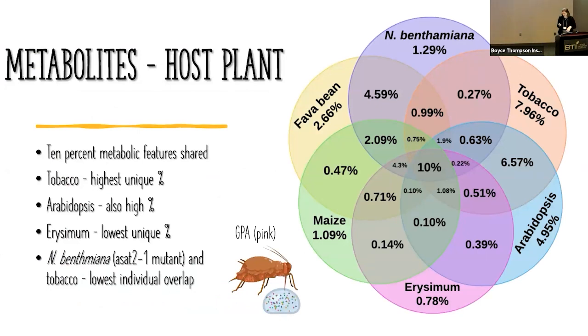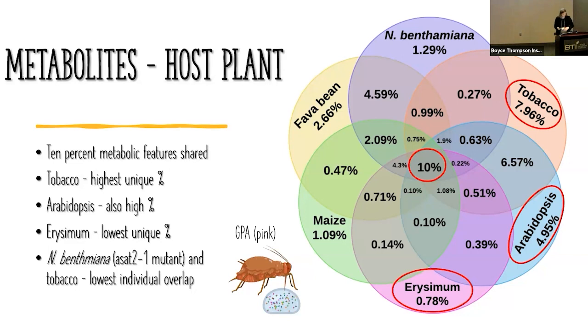So just to pull out some really important things and just to orient you, this is still all samples from GPAP fed on the different host plants. We noticed that there was about a 10% overlap between all the different host plants, which was really interesting. So they all shared a core percent of metabolomic features. Tobacco had the highest unique percent. Those were metabolites only found in saliva from GPAP fed on tobacco. They weren't found in any other host plants. Arabidopsis was also relatively high. Erysimum was very, very low, which was pretty interesting.